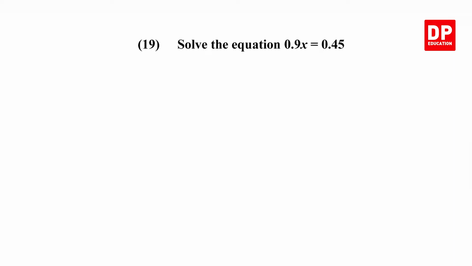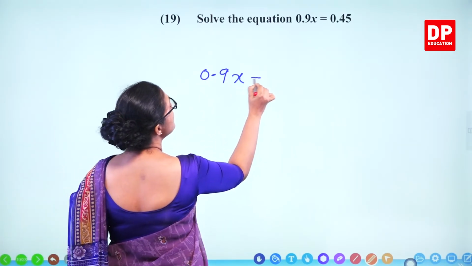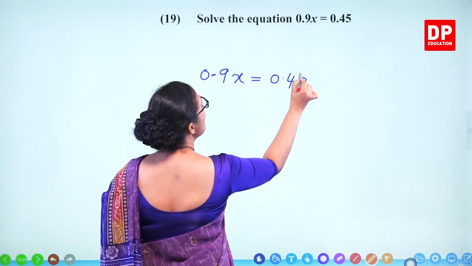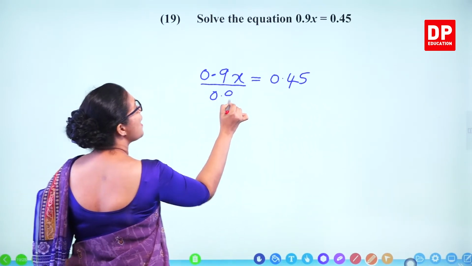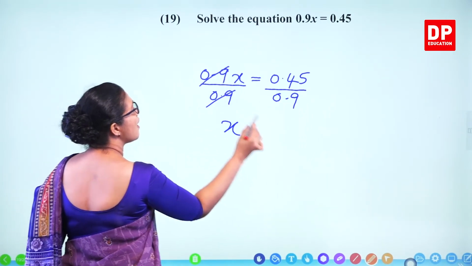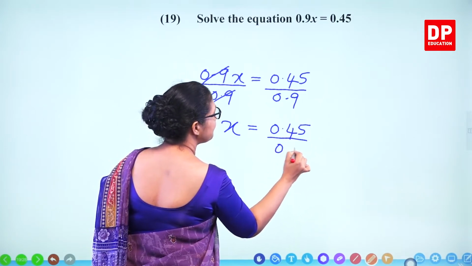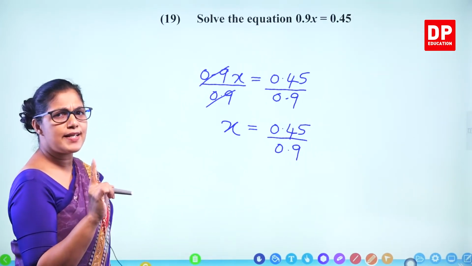Question number 19. Solve the equation. 0.9x equals 0.45. So what is x? You have to divide by 0.9 on both sides. So here x becomes 0.45 over 0.9. Can you divide by a decimal?